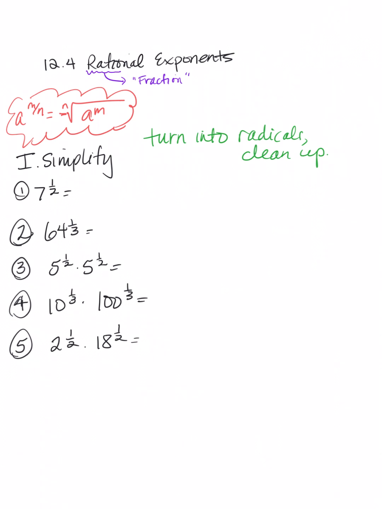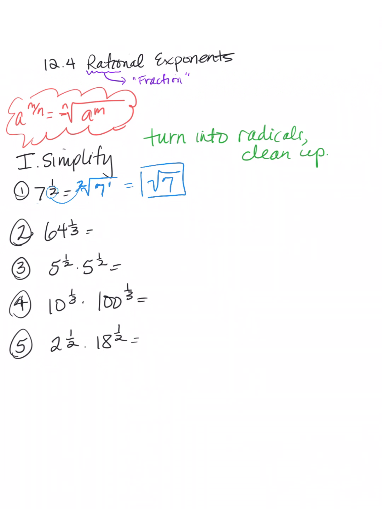So let's rewrite this. 7 to the 1/2 power is, this is the root, the bottom number is the root, and 7 goes underneath it. You could put 7 to the 1 power if you want, but really it's just the square root of 7. So I just want you to see, where do those numbers go? The 2 comes on the outside, and that 1 goes on the inside.